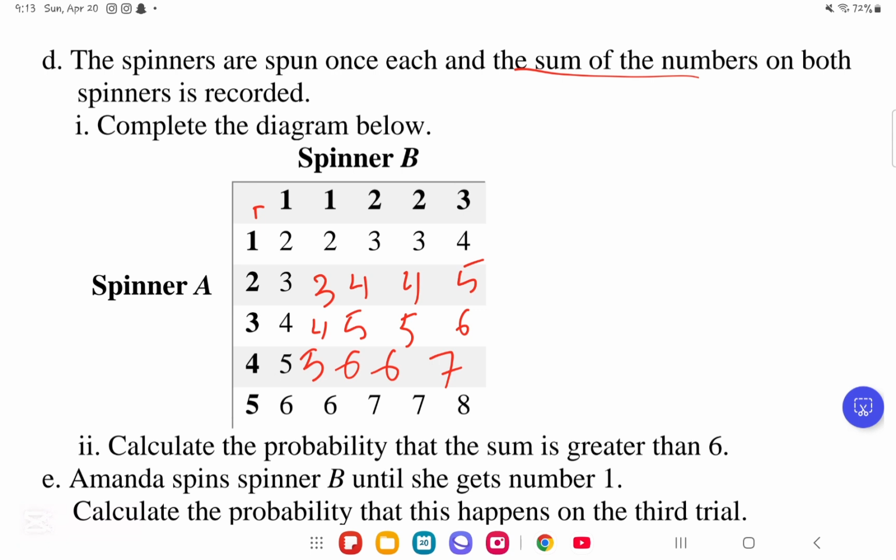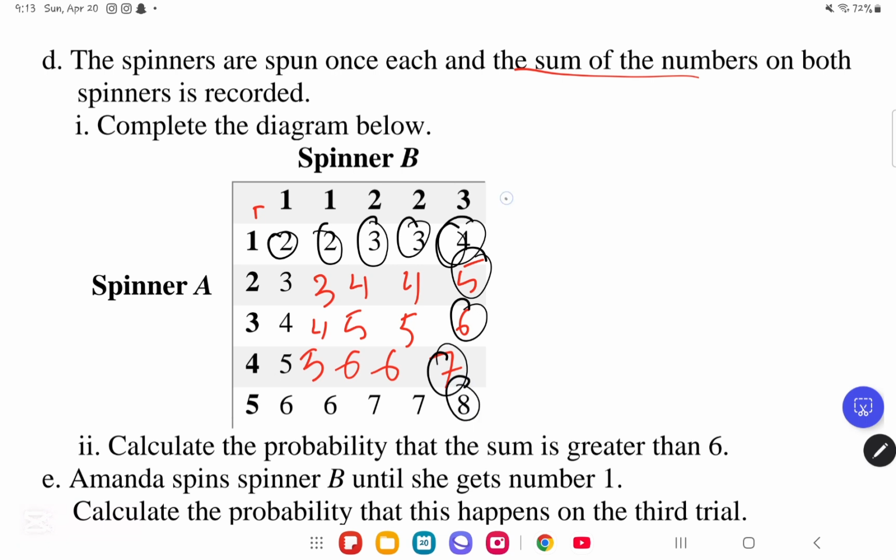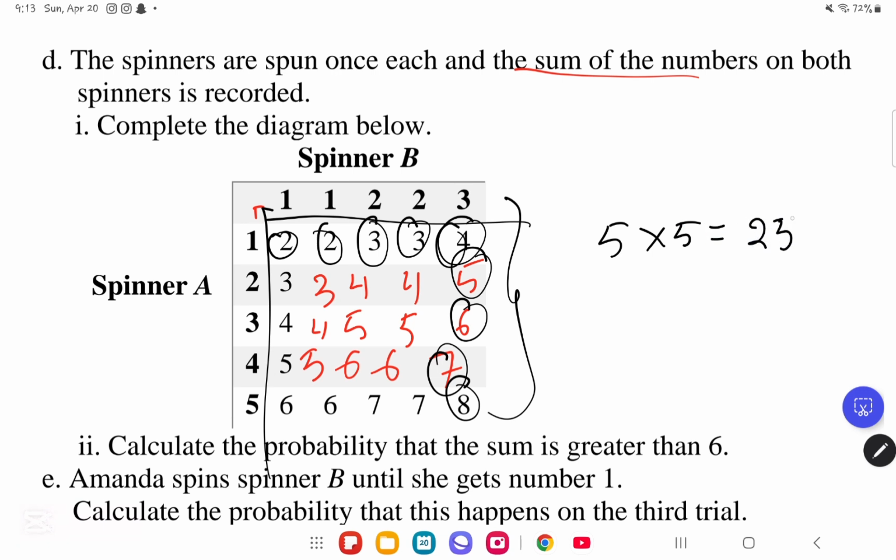Number 2, they said calculate the probability that the sum is greater than 6. So let us see. How much do we have in total? We have 1, 2, 3, 4, 5 times 1, 2, 3, 4, 5. These are the sums. You will not take these, these are just the numbers. So you will take only the sums. So 5 times 5, you have 25 numbers in total.